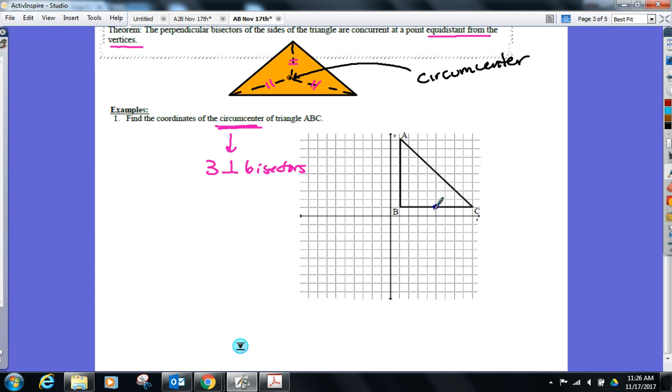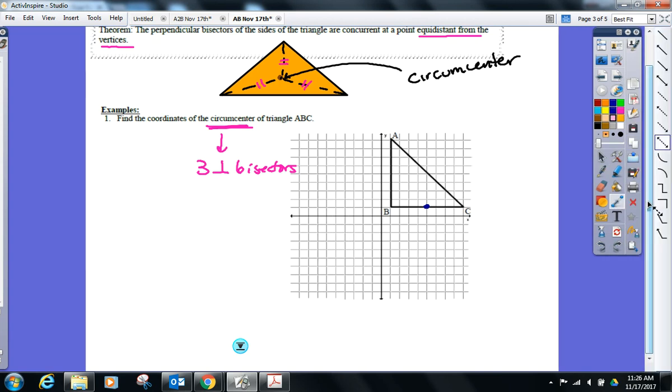Now let's go to the perpendicular part. What type of line is BC? And do not say straight. BC. Horizontal. What's always perpendicular to a horizontal line? A vertical line. Can you draw a vertical line going through the midpoint? Because you've just made a perpendicular bisector.